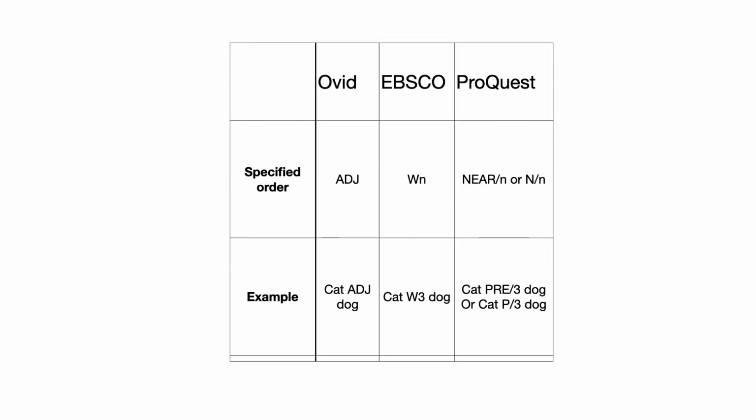You can also, as I said, specify order. In Ovid, ADJ without a qualifying number finds the terms to be in the order you've entered them, but without any words intervening. But in EBSCO and ProQuest, you can use numbers here. W within in EBSCO, or pre or P in ProQuest, followed by a slash and then a number, if you want them to require them to appear in an order. There's a frequency operator in Ovid as well, but that's something for another time. I have to say I very rarely use the order specifying tools. They're not, in my view, that useful.